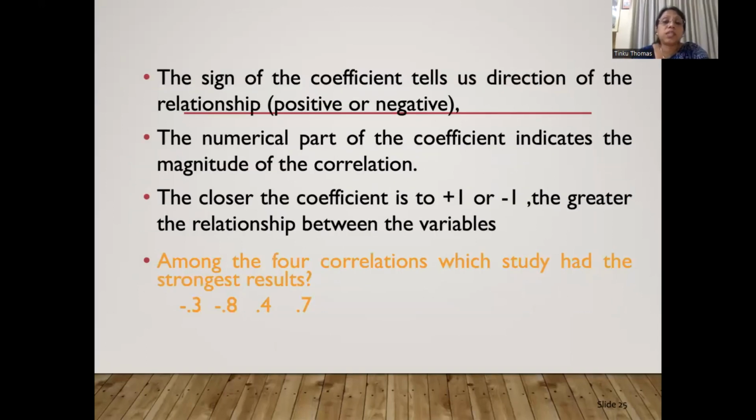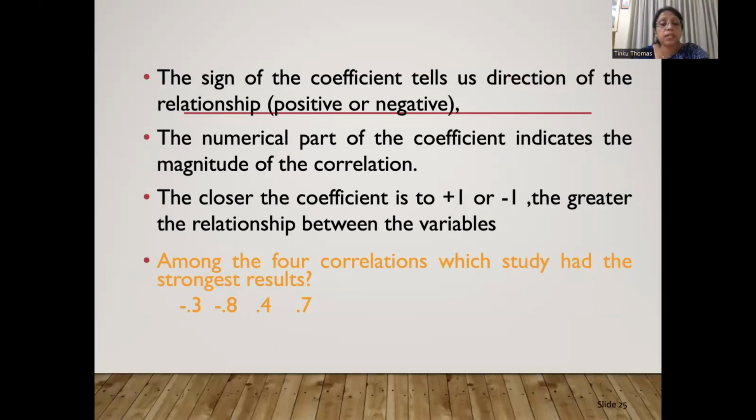So the sign of the coefficient tells us the direction of the relationship, and the numerical part of the coefficient indicates the magnitude of the correlation. So you can also do a statistical test on the correlation coefficient to see whether that is statistically significant or not. So there is a test statistic also for correlation.